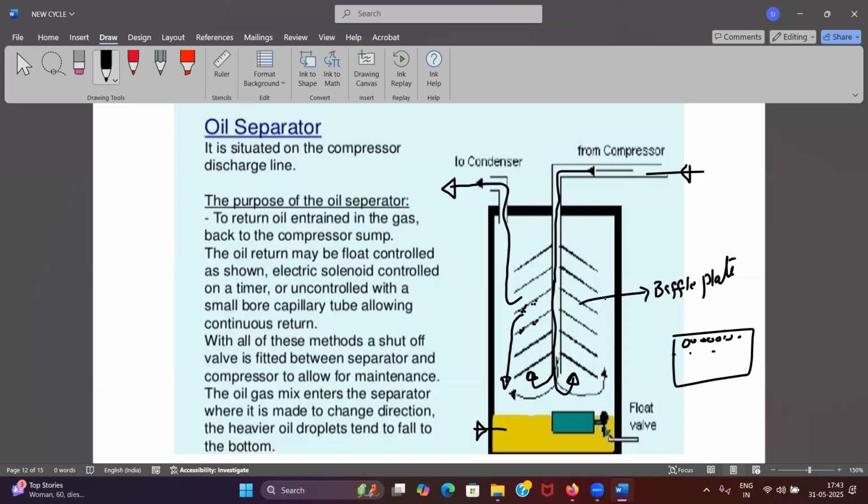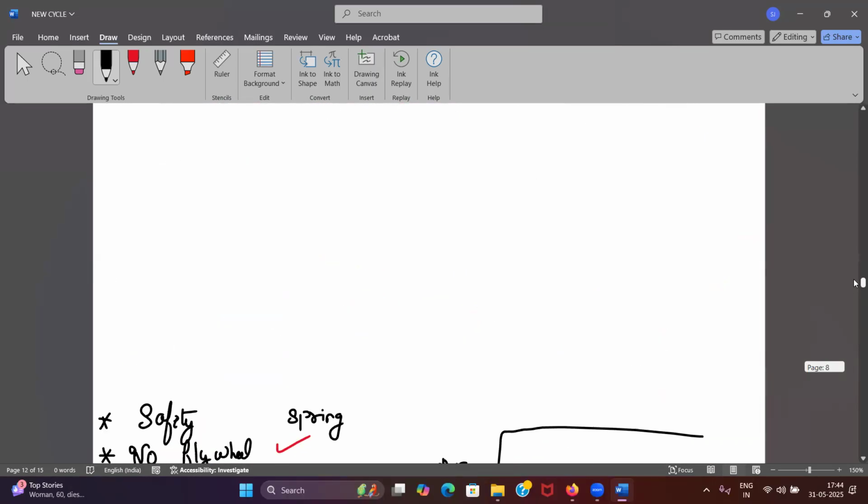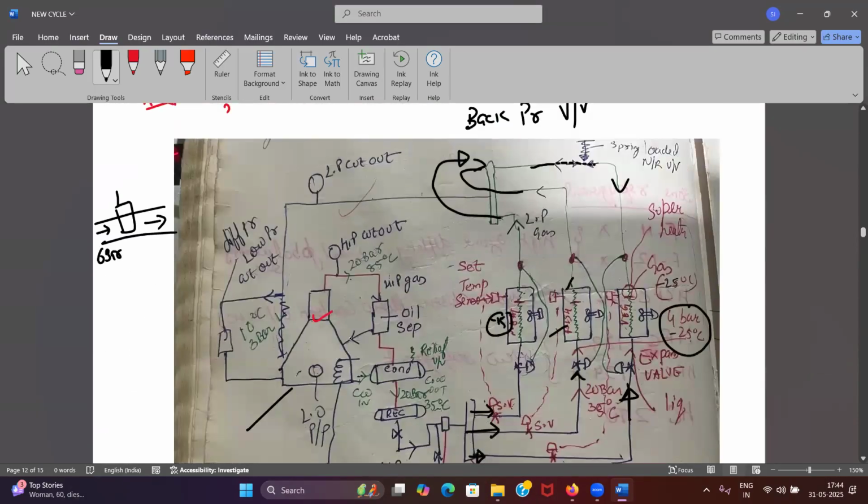Okay, now I have a float valve over here. Once a sufficient amount of oil has been collected over here, it will open the valve and send it back to the compressor suction. You can see in the diagram also. From here, it will send it back to your compressor suction, compressor crankcase. Okay.